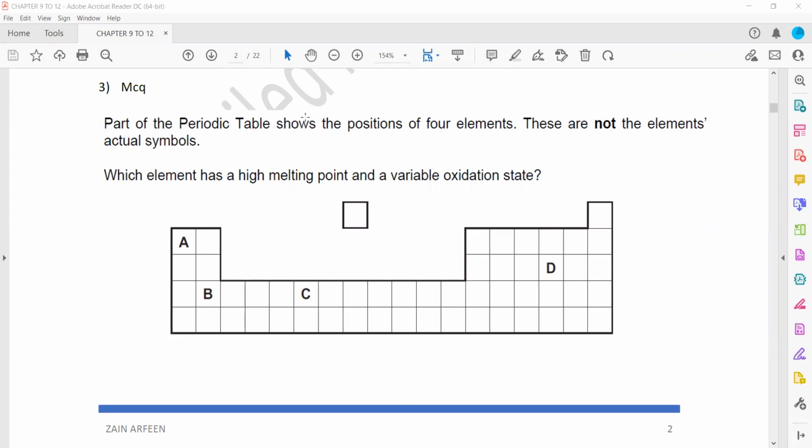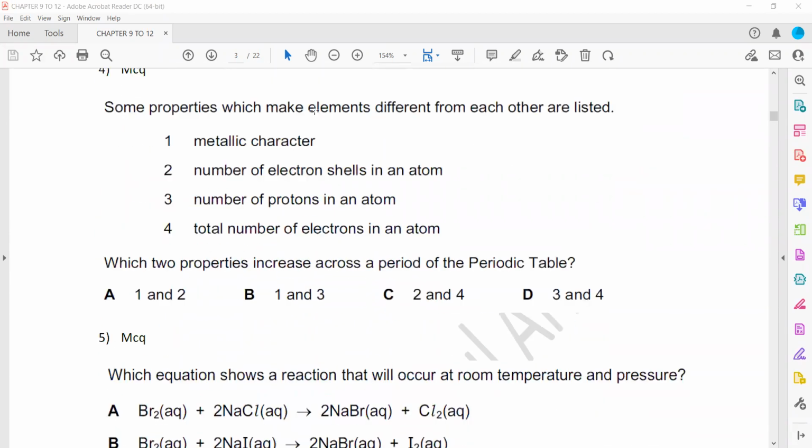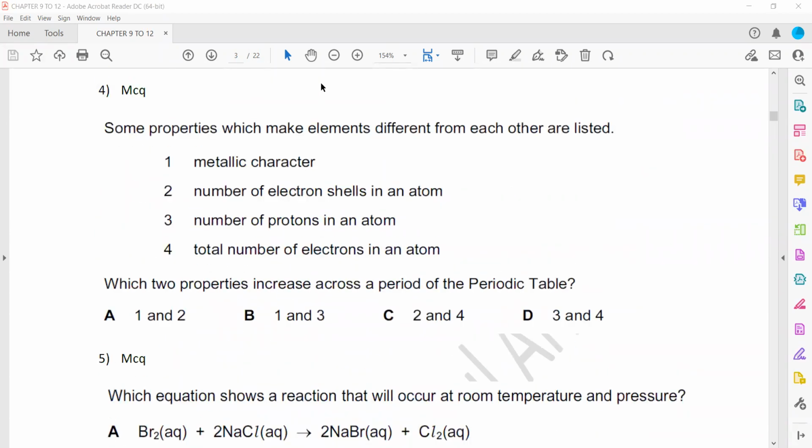You can also use the chat or your mic to answer any question if you understand. Some properties which make the elements different from each other are listed. So statement 2 is right.